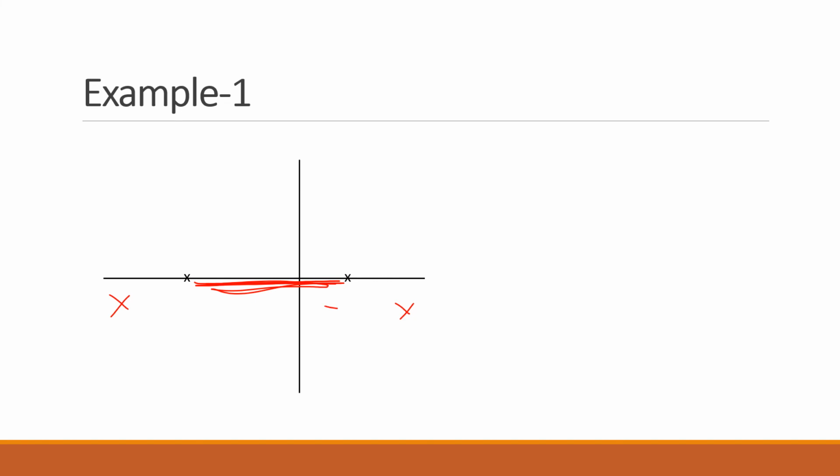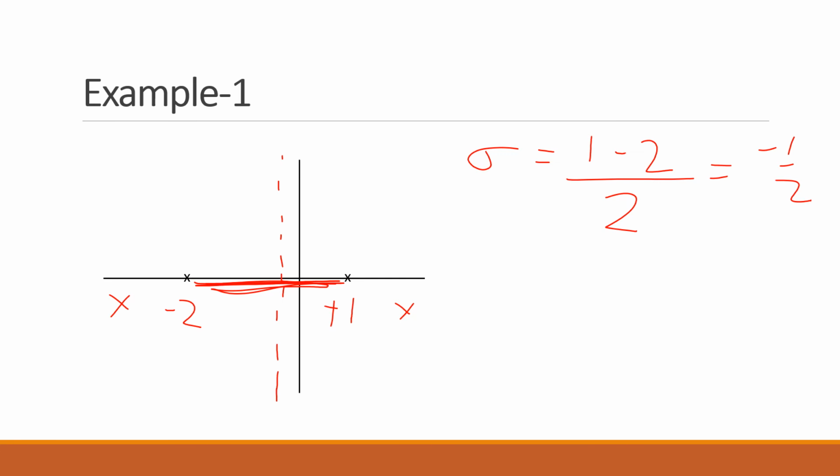Let's assume this is plus 1 for the time being, and let's assume this is minus 2. Then the center of the asymptotes, sigma, is going to be the sum of the open loop poles, which is 1 minus 2, minus the sum of the open loop zeros, of which there are none, divided by the number of asymptotes, which is 2. So the center point of the asymptotes is going to be minus 1/2, around here. So the asymptotes will go like this, plus 90 and minus 90, following this line.